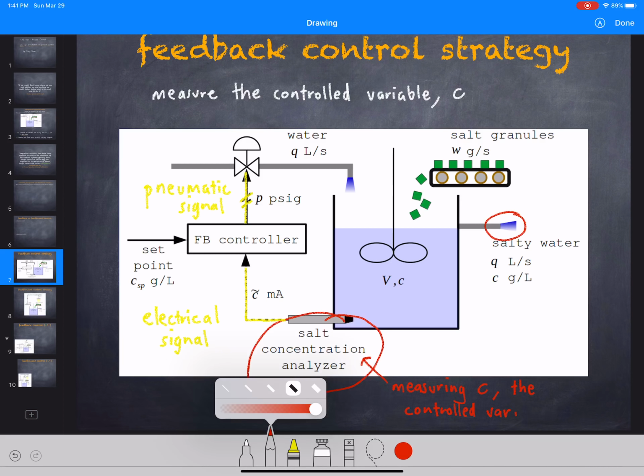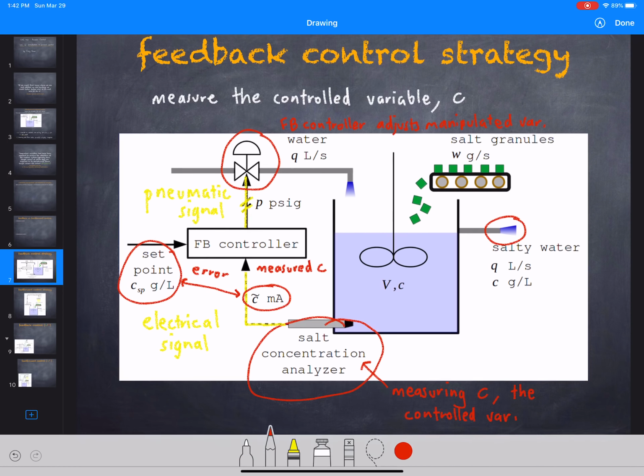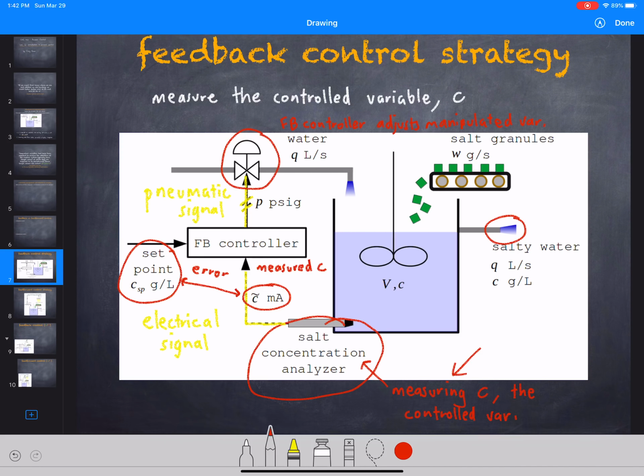Okay, so what will happen is that the measurement of C, this is the measured concentration, and the set point are compared by the feedback controller. So, and that gives you an error. And then based on that error, the feedback controller takes action. And so that's this right here. So feedback controller adjusts the manipulated variable. All right, so those are the two key features of feedback control. You measure the controlled variable, and then the feedback controller adjusts the manipulated variable accordingly.